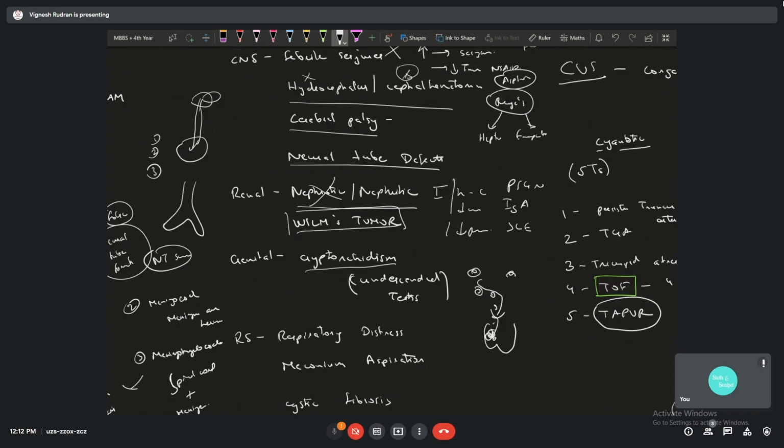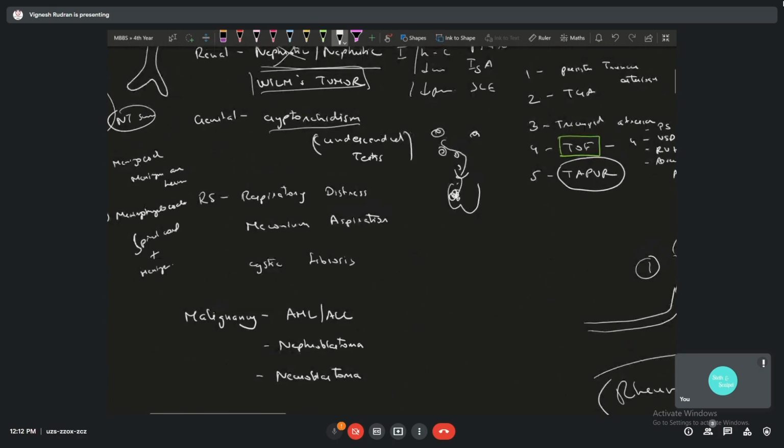So the main problem with this is if both are stuck in between somewhere like that, the child can become infertile, or the testis can become malignant. So what you do is orchidopexy, where you bring the testis back to its original position, or you remove the testis. So these are the most important things for genital.